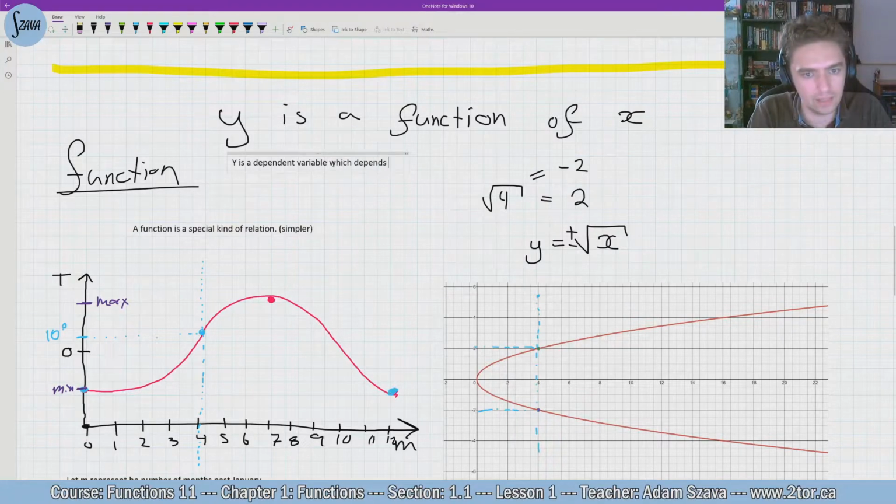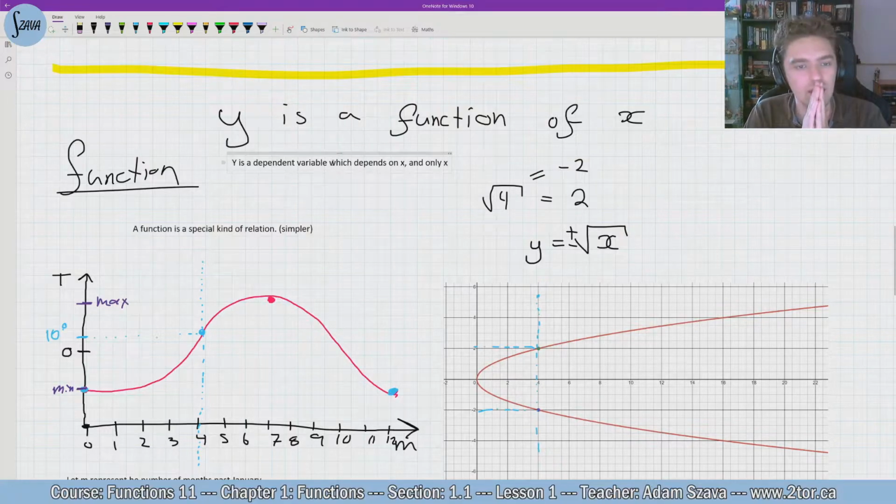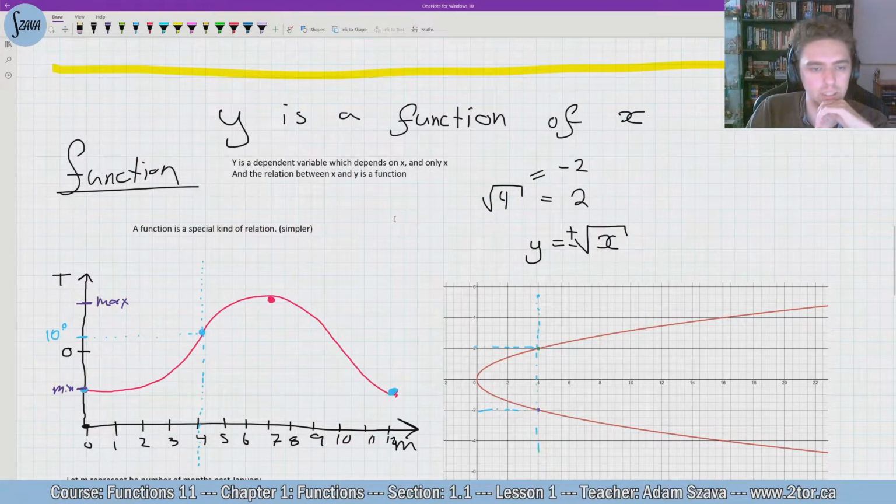Which depends on x and only x. Okay. Y is a dependent variable which depends on x and only x. And the relation between x and y is a function. That's what that sentence means, essentially.